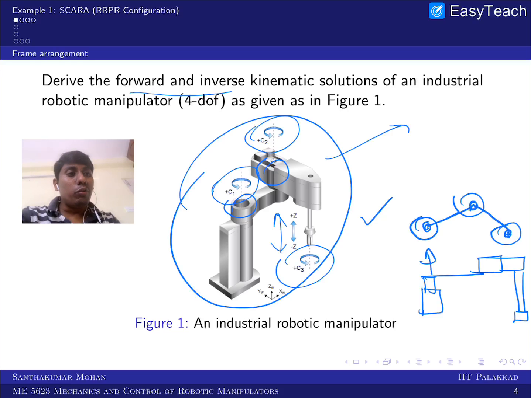The positive rotation is given, so this is going up based on the configuration. This is also going up, and here the positive translation is up, and the rotation is the other way around, so it is down. Based on the given positive directions, I am fixing the joint axes.